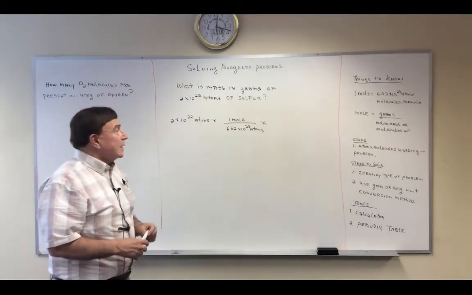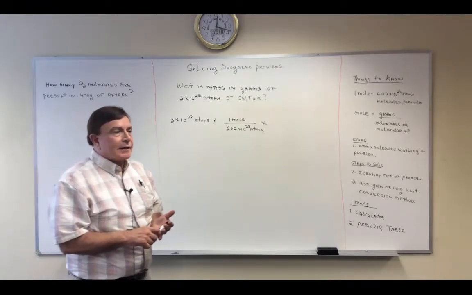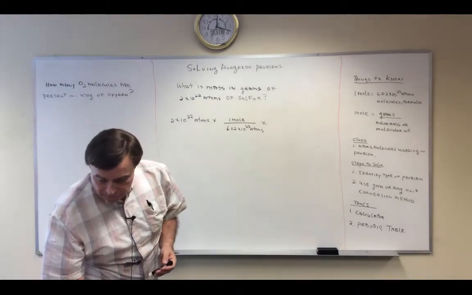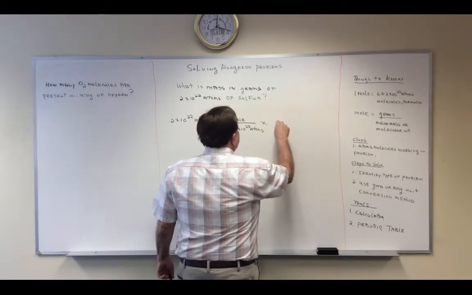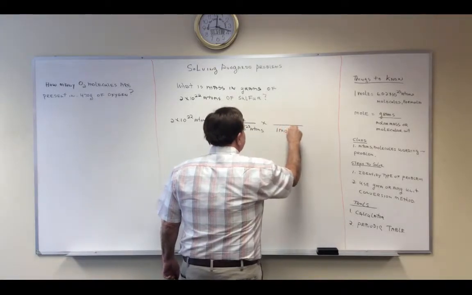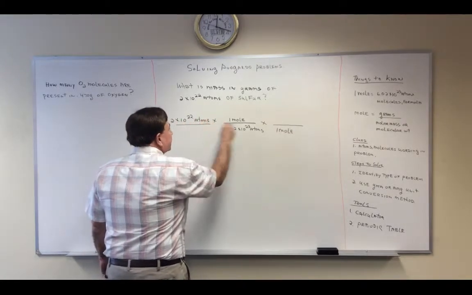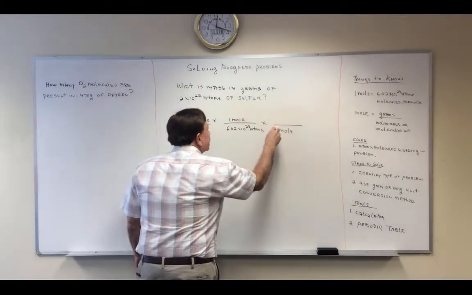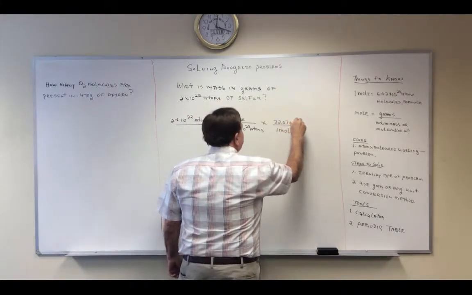So how do we do that? We now need to go to the periodic table, and we need to look up sulfur in the periodic table. In the periodic table, sulfur is listed as 32.07. So again, same rationale, 1 mole on the bottom because we need to cancel. You notice how these are going to cancel. This will cancel with this will cancel with this, and we've got 32.07 grams of sulfur.